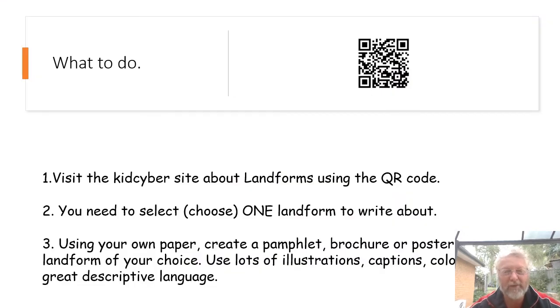So I have used my QR code. I've chosen my landform. What do I now need to do? Well, now I need to get myself a paper. And the type of writing that you can do, you can choose. You can do a pamphlet, a brochure, a poster. You can write about the landform of your choice. You can use lots of illustrations and captions and colour and great descriptive language. You go right ahead and be really creative with your writing. Make it a really good piece of writing.